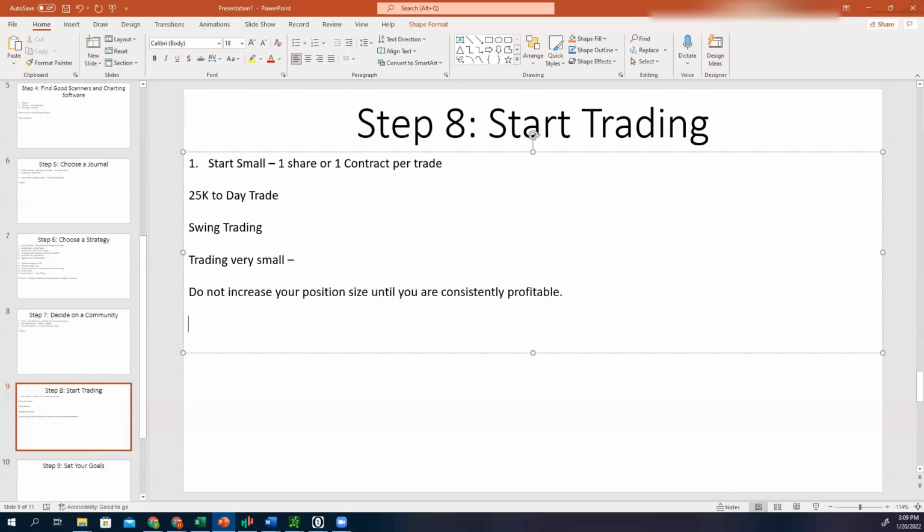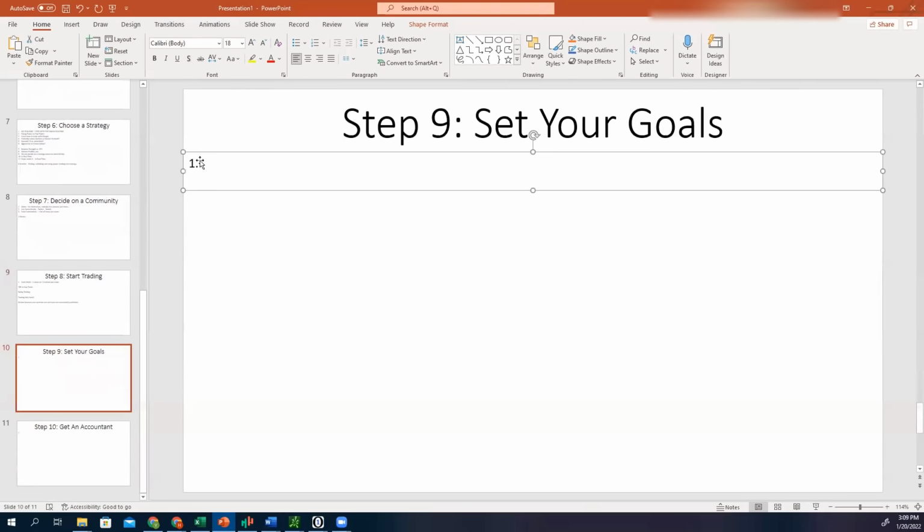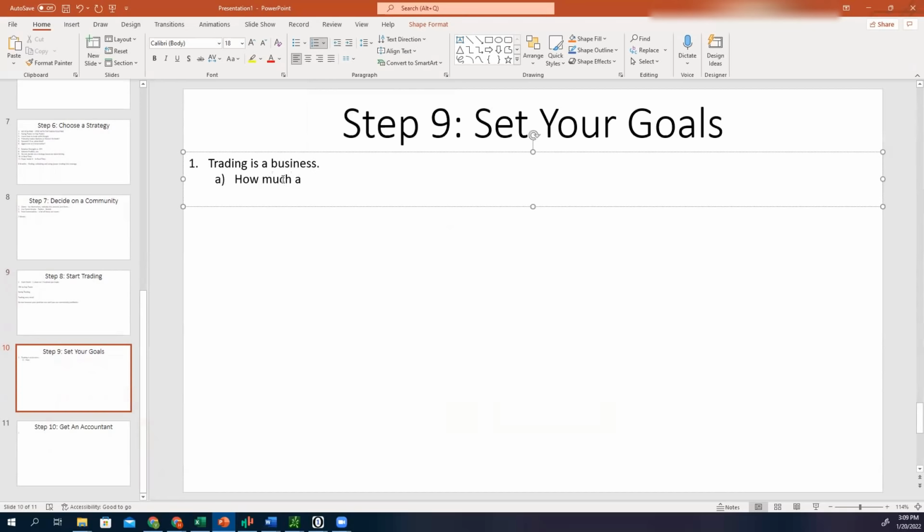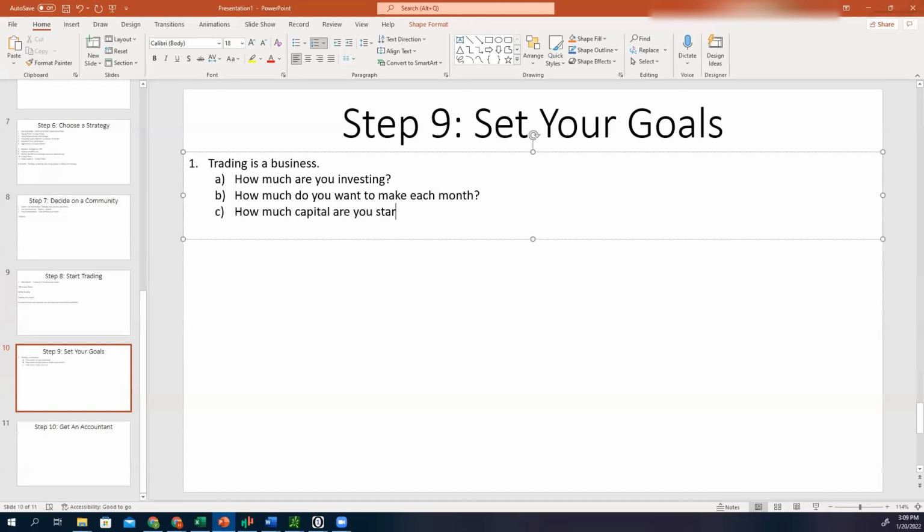Number 9, you want to set your goals. Remember, trading is a business. So treat it like that. How much are you investing in your business? How much do you want to make each month? How much capital are you starting with? It's just like a business.